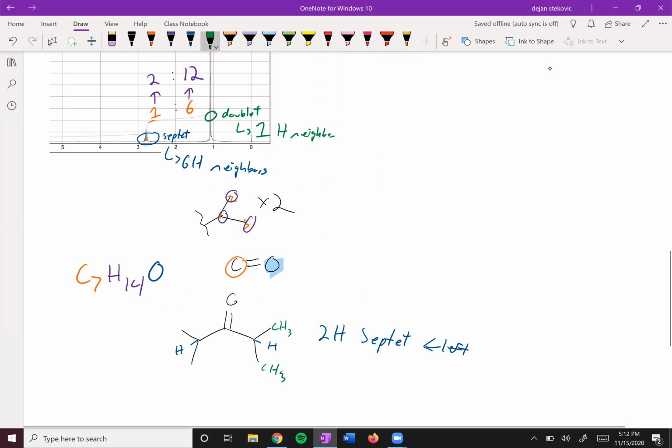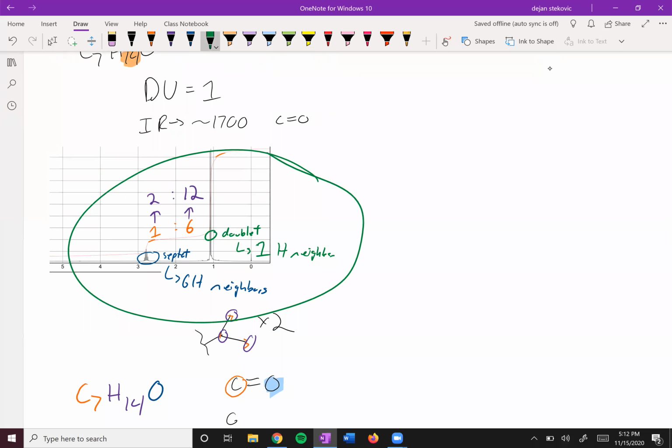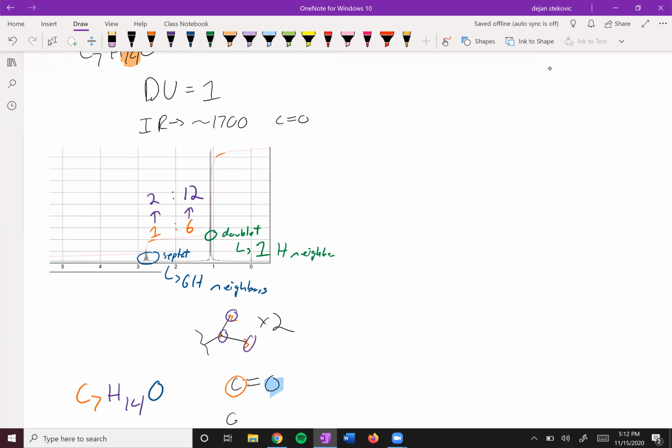And then I have these CH3s here that correspond to 12 H's. They both have 1 neighbor, so it's a doublet. And it's further to the right because it will be more shielded, being further away from the carbonyl. You can see that exactly what you would predict is exactly what you would get. And that's how you figure out the NMR. But really, it comes down to practice, practice, practice, because that's what's going to help you with this pattern recognition.